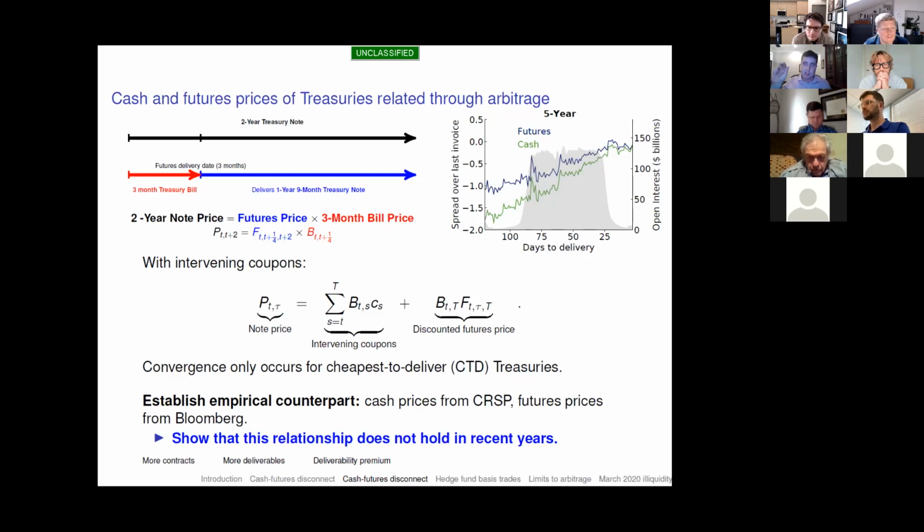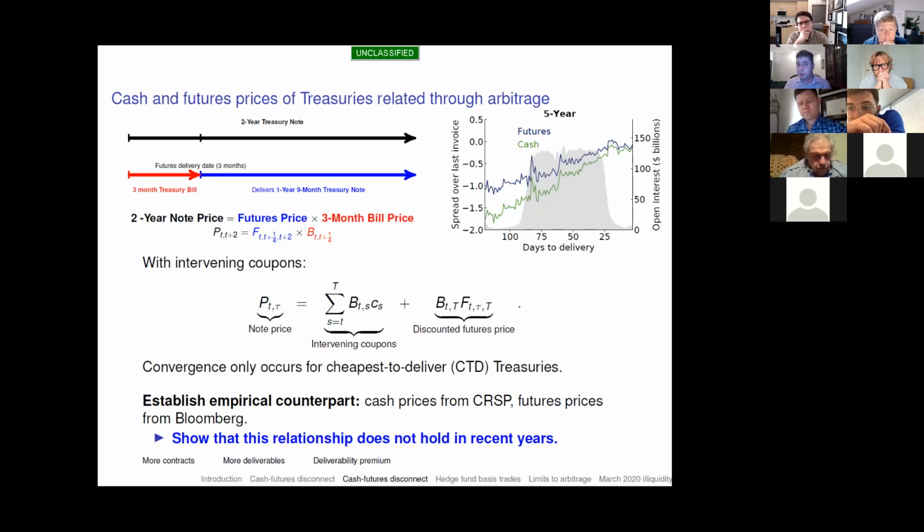What we're showing you in the figure on the top right is the convergence of the cash and futures prices as the delivery date approaches. What the arbitrage relationship on the left is enforcing is that this convergence should occur at the rate of the bill yield, essentially. Crucially, while there are a variety of Treasuries that can be used to deliver into this futures contract, there's only one Treasury for each contract that's actually desirable for the arbitrageur to hold, known as the cheapest to deliver Treasury.